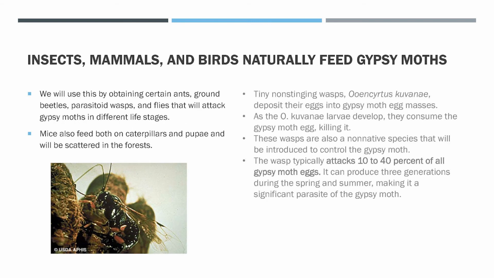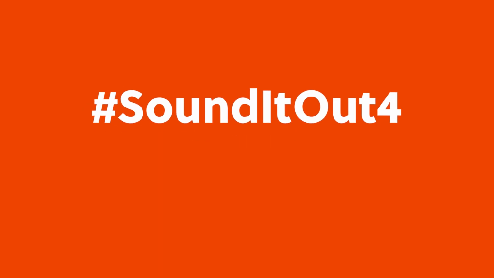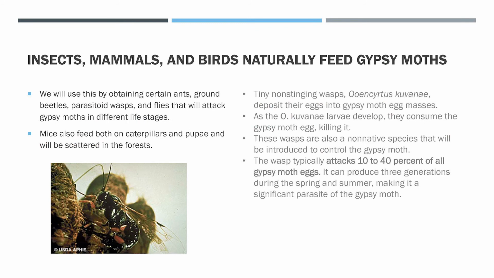The last biological control is the use of insects, mammals, and birds that naturally feed on gypsy moths. We will be obtaining certain ants, ground beetles, and parasitic wasps that will attack gypsy moths at different stages. The tiny non-stinging wasps, Ooencyrtus kuvanae, deposit their eggs into gypsy moth egg masses. When the wasp larvae develop, they consume the gypsy moth egg, killing it. These wasps are non-native, so this could cause another problem. But what could go wrong?